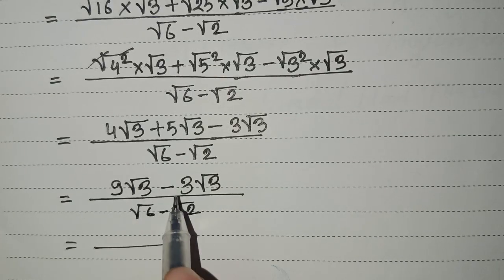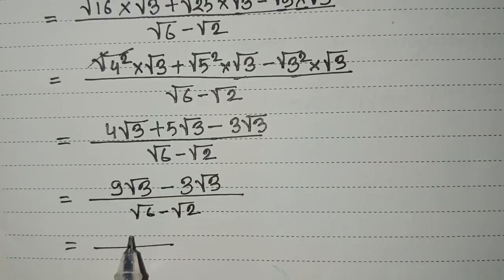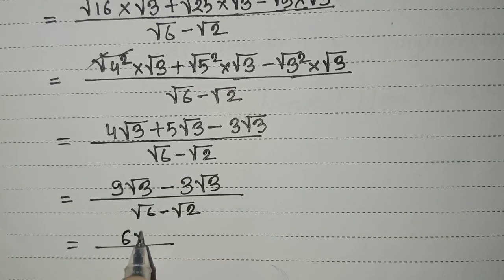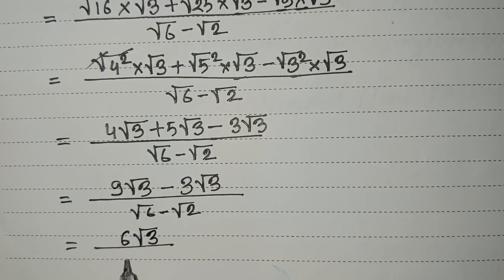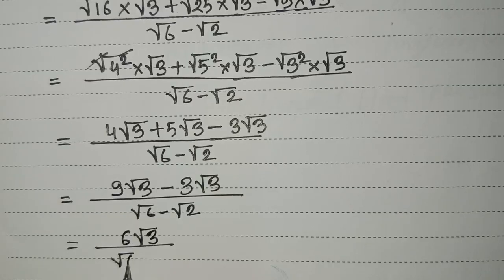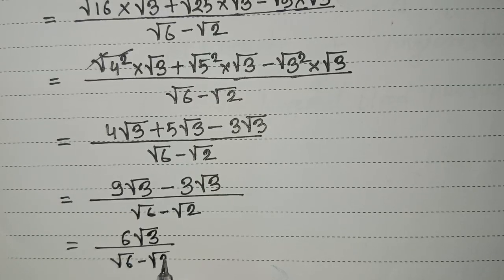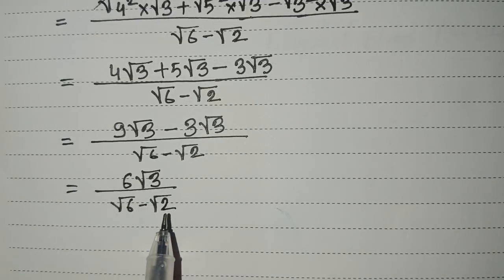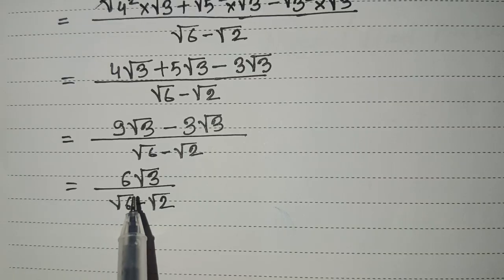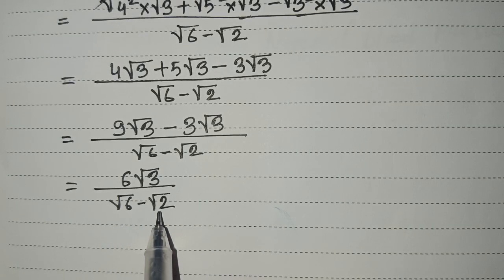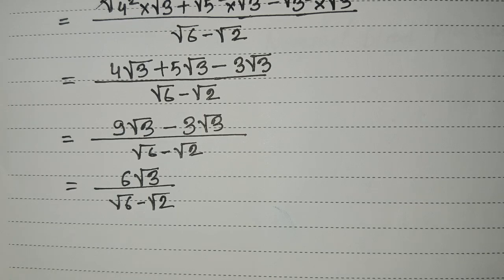9 root of 3 minus 3 root of 3 gives 6 root of 3 over root of 6 minus root of 2. Now what do we do? Now multiply denominator and numerator by root of 6 plus root of 2 so that we can reduce the denominator.